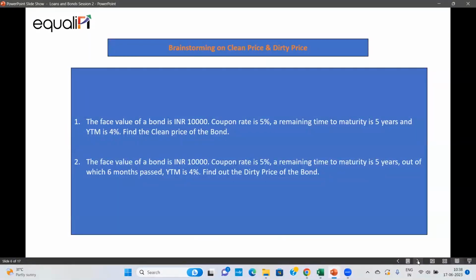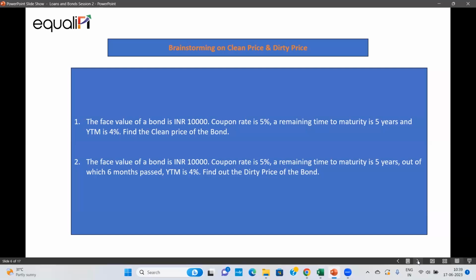So I'll show you a problem. Now look at this problem. The face value of a bond is 10,000 and the coupon rate is 5%. The remaining time to maturity is 5 years and YTM is 4%. Find the clean price of the bond. Clean price of the bond you find out by the discounting method. But the face value of the bond is 10,000, coupon rate is 5%, and the remaining time to maturity is 5 years, out of which 6 months has passed. YTM is 4%. Find out the dirty price of the bond.